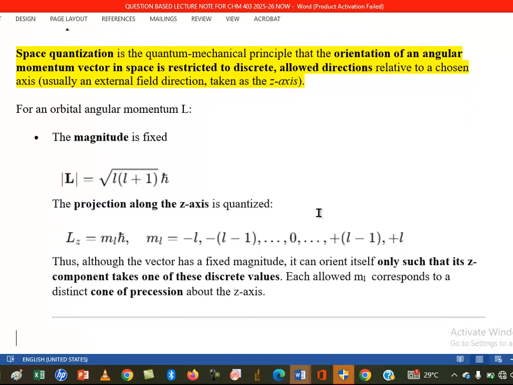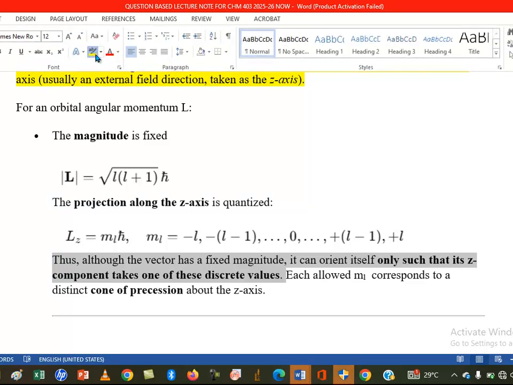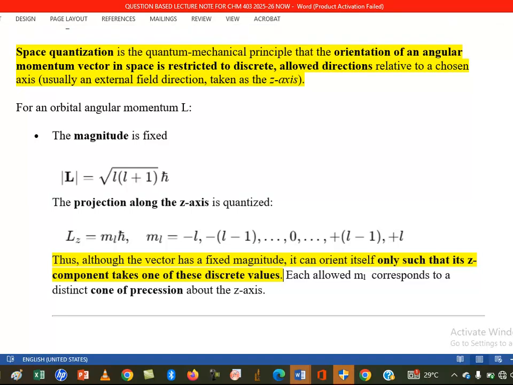Now, how it differs from the classical, so from classical mechanics. What you have there is discrete values. So here you have discrete values. So that's how it differs. Okay, so that's your answer.